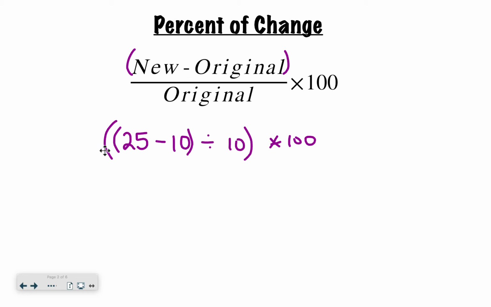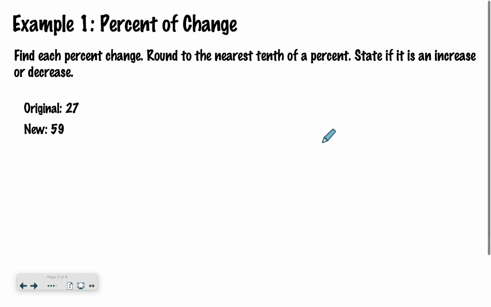Okay, so that means if you want to type everything in all at once for percent of change, you're going to have to start by opening up two sets of parentheses and then typing your new minus original, close the parentheses, hit divided, type in the original, close the parentheses, then hit times 100. Okay, so that's a little calculator tip for you.